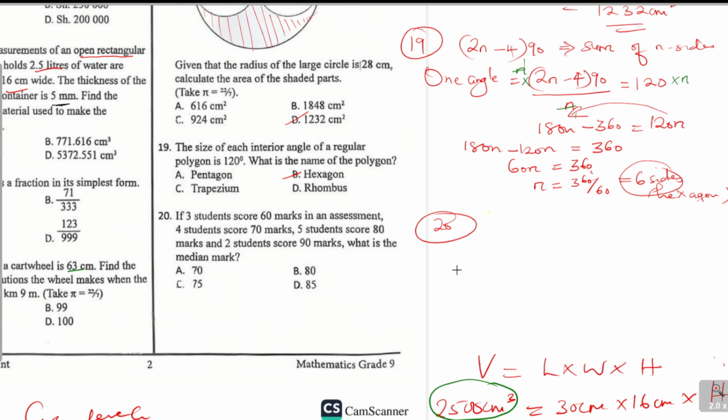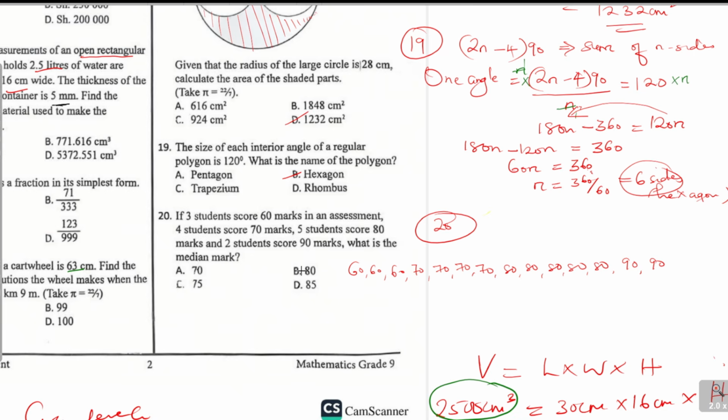So this is what you're going to do. We shall simply arrange. 3 students got 60, so that is 60, 60, 60. Those are 3 students. Then 4 students score 70, so 70, 70, 70, 70. Those are 4. 5 students score 80, so 80, 80, 80, 80 and 80. How many 80s? There are 5: 1, 2, 3, 4, 5. And then 2 students score 90.